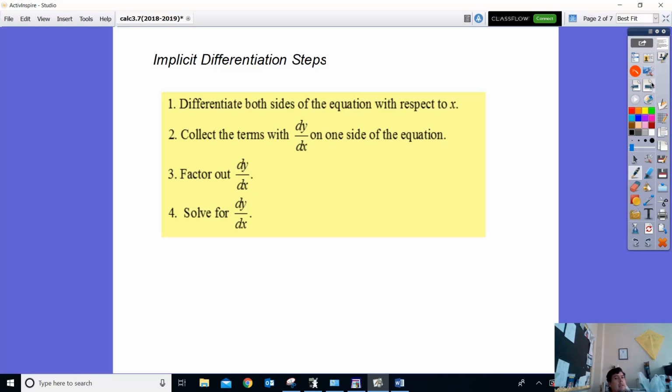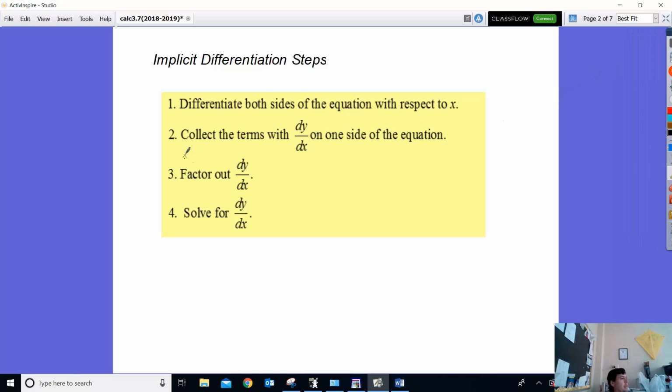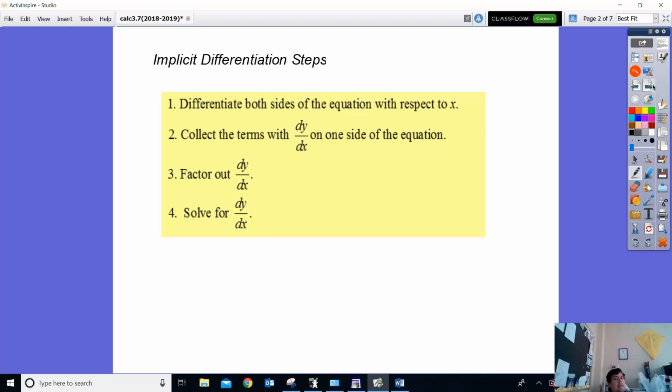That's all it's saying. And we already did kind of steps 2 and 3 and 4 when we did that prereq stuff, didn't we? Everything with a dy dx on one side, that was y prime. Factored it out. We did that. Solved for it. So you guys already know how to do steps 2, 3, and 4. It's just the first step that you don't know how to do. And it's a really easy step.